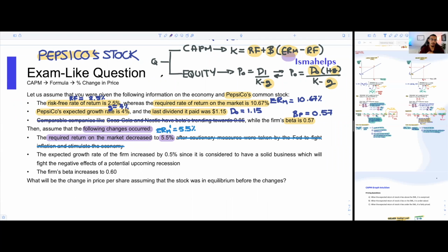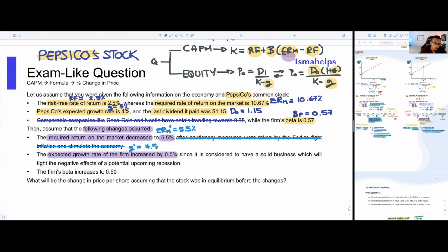Then we also tell you that the expected growth rate of the firm increased by 0.5%. So let's think about this once again. Now we have a new growth rate, and this new growth rate prime is 0.5% bigger than the previous one. Our previous growth rate was 4%. 4% that increases by 0.5 is equal to 4.5%.